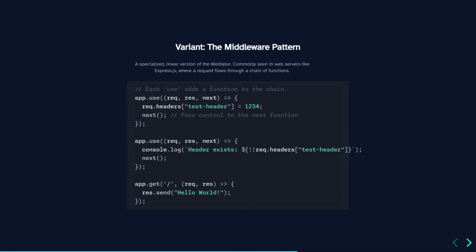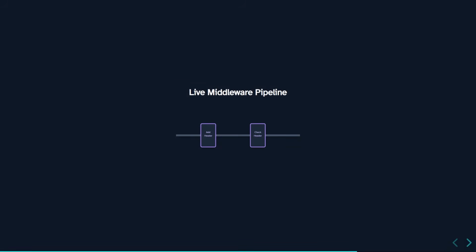Each function in a chain can inspect or modify the request, and then it calls next to pass control to the next function in line. Here is our middleware pipeline. A request object is about to enter. It hits the first middleware gate. The function adds a custom header to the request object.